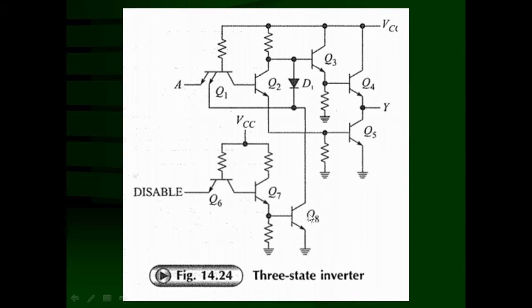To conduct the transistor Q8, what potential is required at the base of Q6? See, between the base and emitter of Q8 there is one diode. Between the base and emitter of Q7 there is another diode. Between base and collector of Q6 there is a third diode. With respect to ground, the base of Q8 should be higher by 0.7 volt. With respect to this potential, the base of Q7 should be higher by another 0.7 volt. That means here it should be at least 1.4 volt.